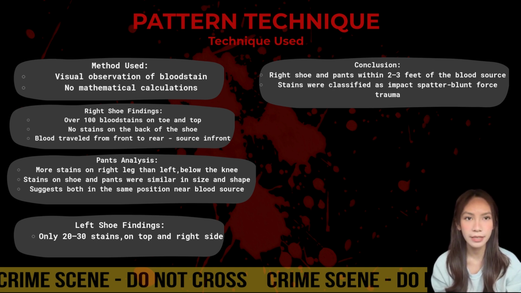This suggested that the right side of the body was facing the blood source during the attack. The pants showed a similar pattern, in which most of the stains were on the right leg and below the knee, and they matched the size and the shape of the stains on the shoe. All the stains were classified as impact spatter, which usually comes from blunt force trauma.